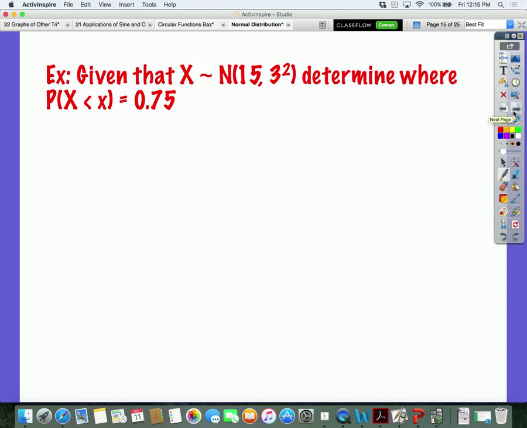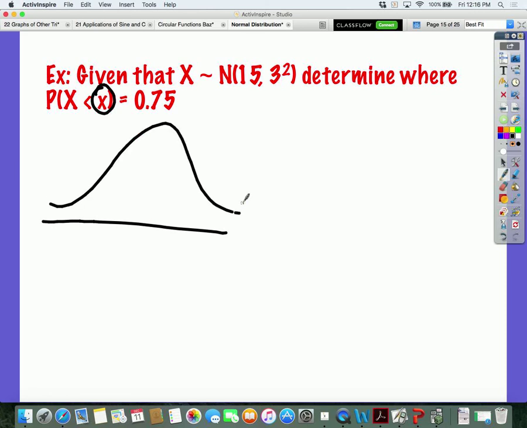So here's an example. You're given the probability. That's a normal distribution with a mean of 15, standard deviation of 3. You want to determine what that X value is, that when you look at your normal distribution curve, 75%, okay? Whatever this value is, this is what you're looking for. That the percentage less than that is 75, okay?